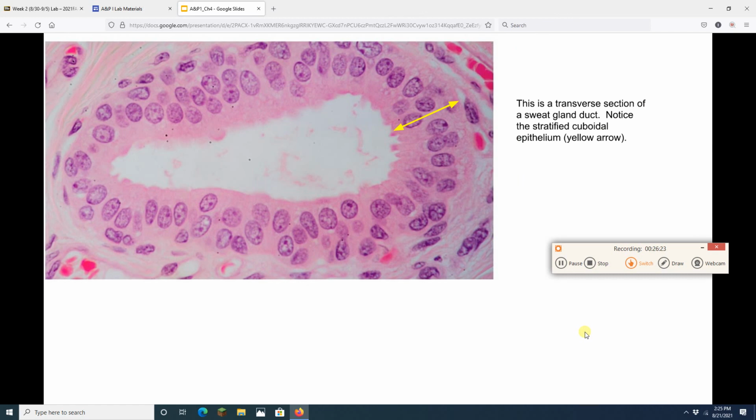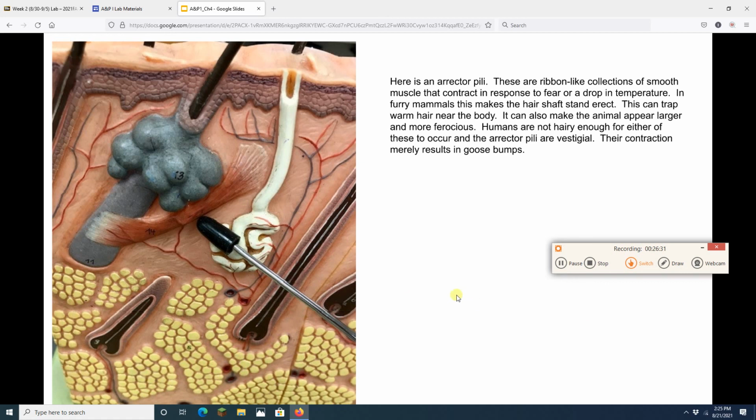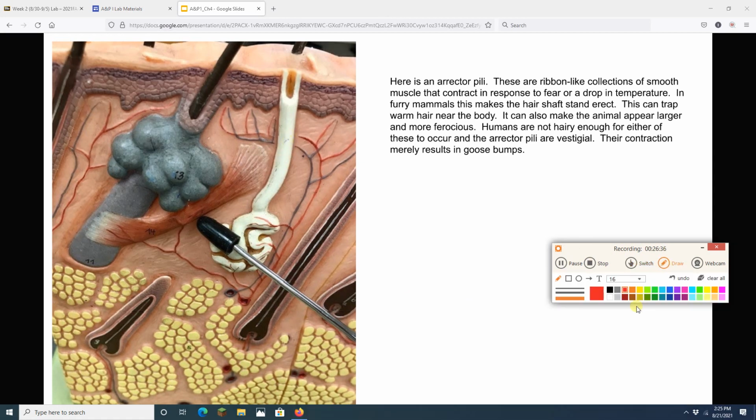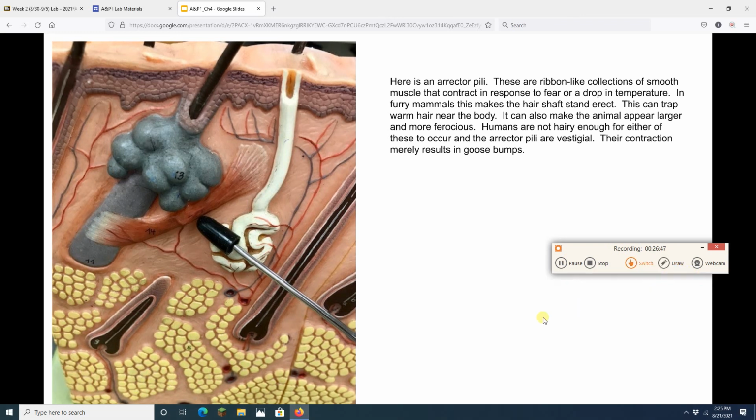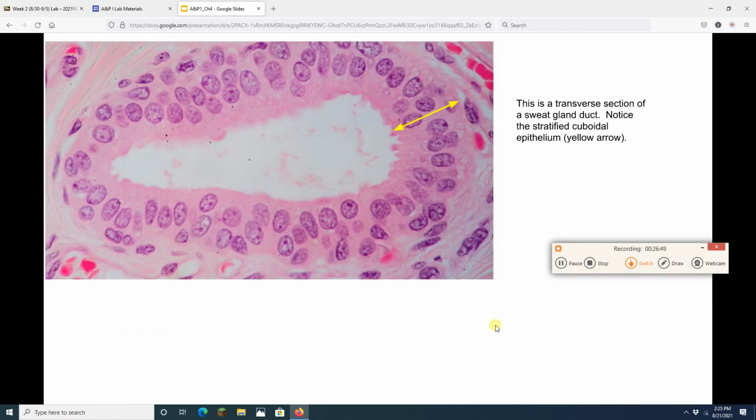Last slide, right here. This is a transverse section of a sweat gland duct. Ooh, let me go back real quick. Bear with me. Remember this guy right here? This merocrine sweat gland? Let's say we just sliced him like right here. Sliced him right there. Spun it and looked at it. What would we see? We would see something like this.